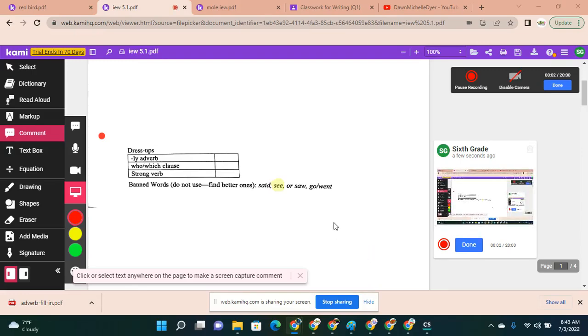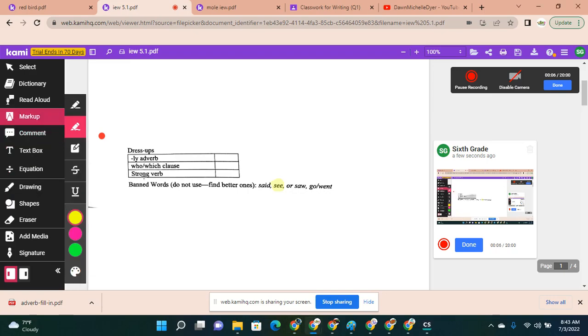Today's lesson, we're going to be learning about a new dress up, and this dress up is the strong verb. You know what a verb is, or you should. Most verbs are going to be action words, right? Some verbs don't always show action, but most of them will. So, you could say, I ran, I saw, I went, right?